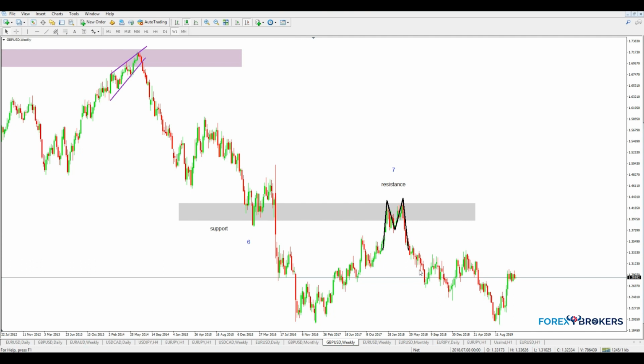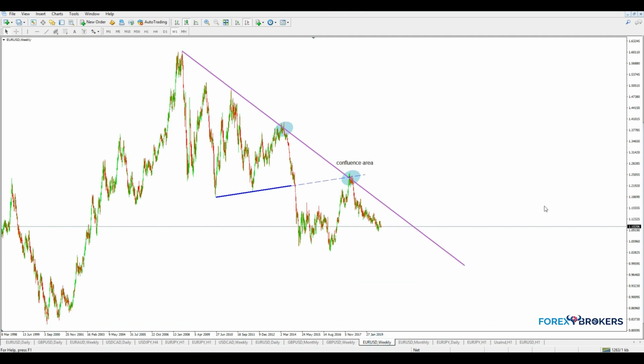So this is how support and resistance change levels. Support becomes resistance, resistance becomes support, and if there is a reversal pattern against these levels, it reinforces the strength of it. This is the euro and the US dollar on the monthly chart, and it explained very well the concept of dynamic support and resistance. Dynamic support and resistance follows the price action.